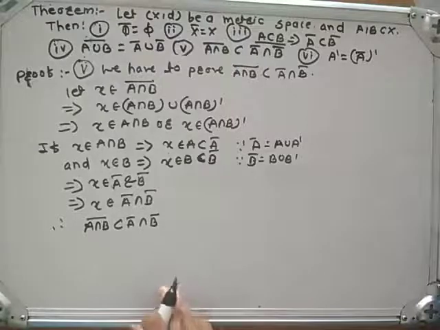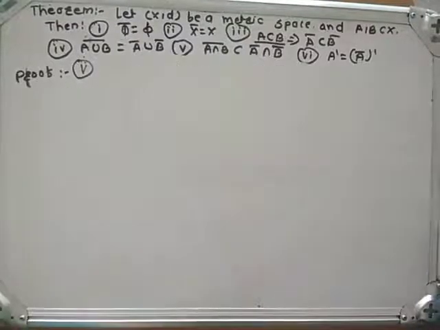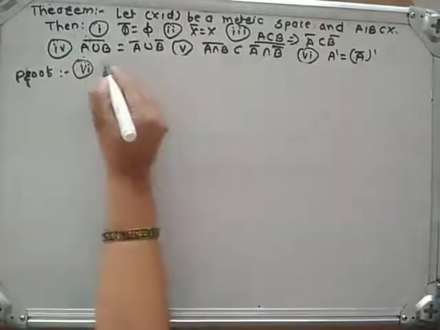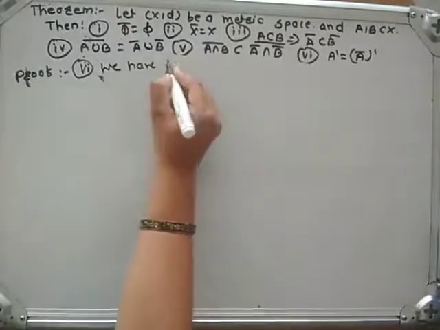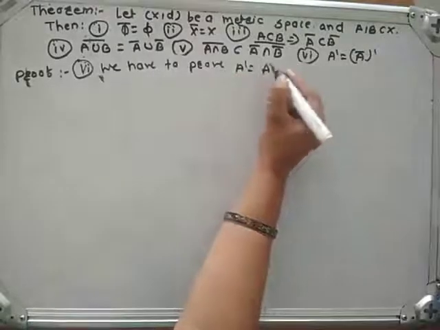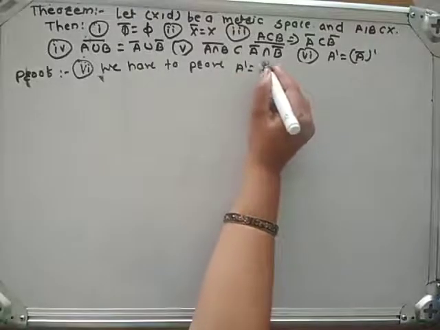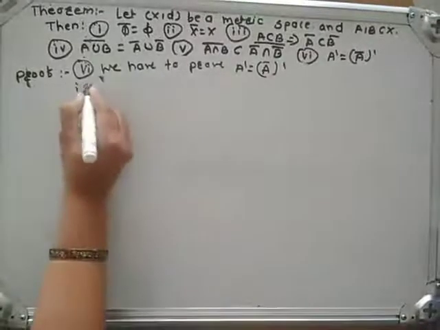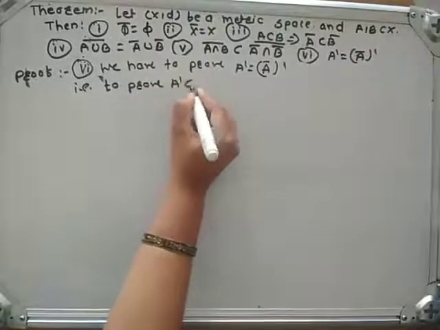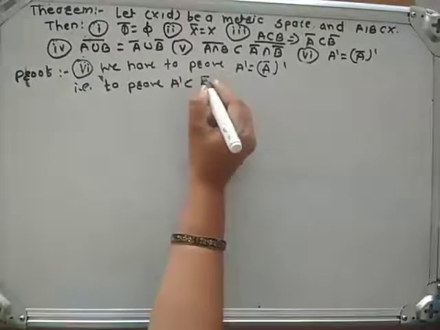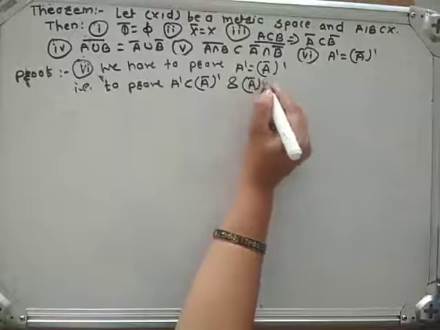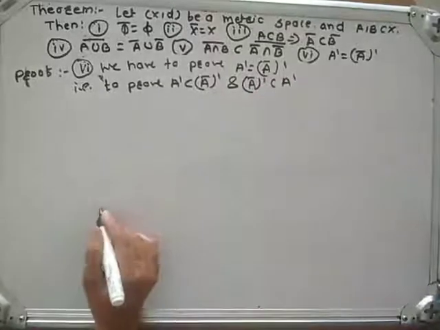Now we will prove part 6. In part 6 we have to prove that limit points of A is equal to limit points of A closure. That is, to prove A dash is a subset of limit points of A closure, and limit points of A closure is a subset of limit points of A.